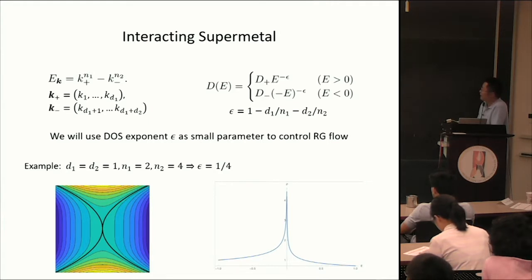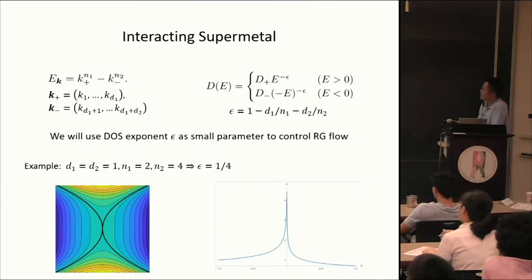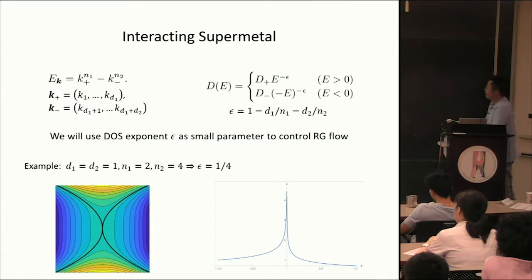Now we can extend the problem, generalize the problem. For example, there are d1 directions in which the dispersion has exponent n1, n is integer. And there are d2 directions in which the dispersion has exponent n2. And this gives a density of states divergence with an exponent, which is given by this. Right? So 1 minus d1 divided by n1 minus d2 divided by n2.